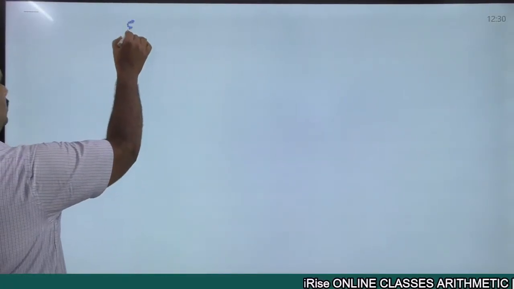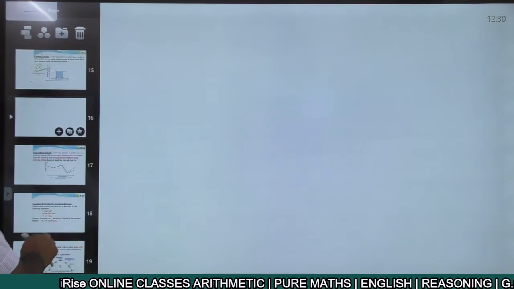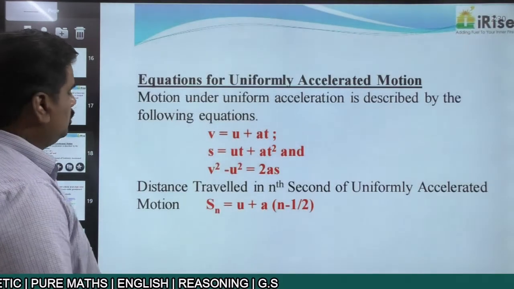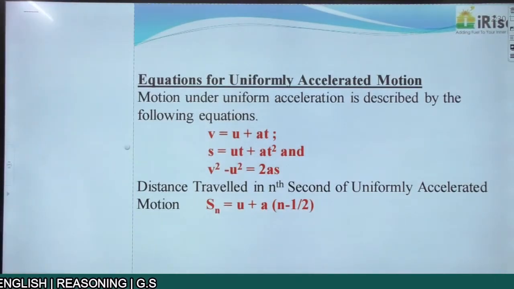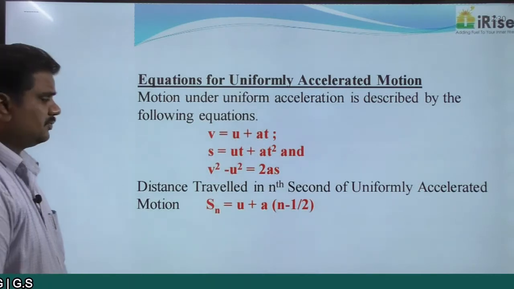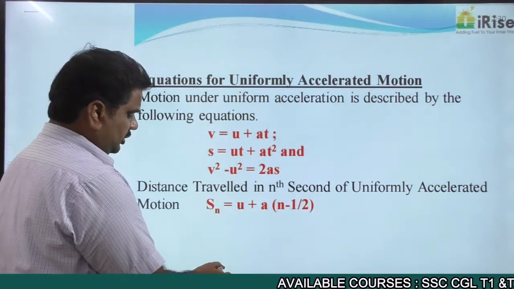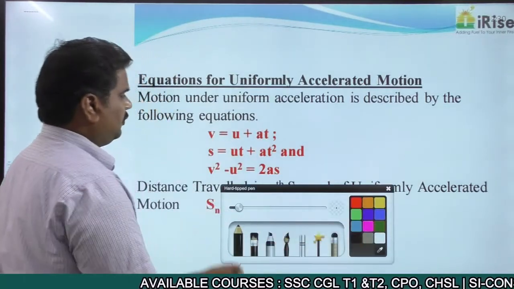We talk about some equations. We talk about the equations of motion. Now we talk about the equations of motion. These are some equations of motion which we use generally in the case of kinematics. So the basic equations of motion in the case of kinematics, the four basic equations.